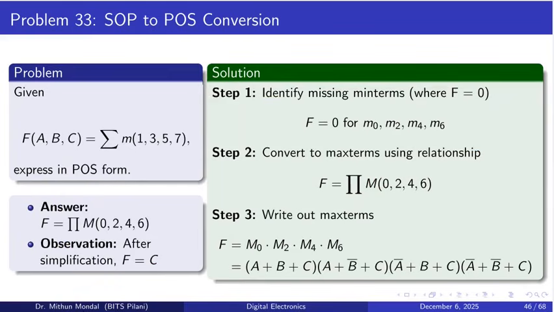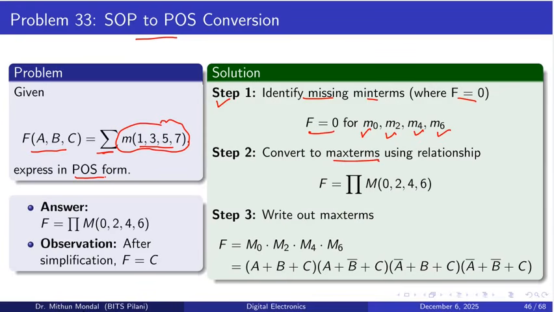Problem number 33: we have to do SOP to POS conversion. Given the expression with 3 variables a, b, c, we have the summation and the indexes are 1, 3, 5 and 7. Let us try to express this in the form of POS, product of sum. Given SOP, we have to obtain the product of sum. In the first step, we identify the missing min terms where f is equal to 0. If you observe, where f is equal to 0, we are missing 0, 2, 4 and 6. These terms are missing because here f is equal to 0.